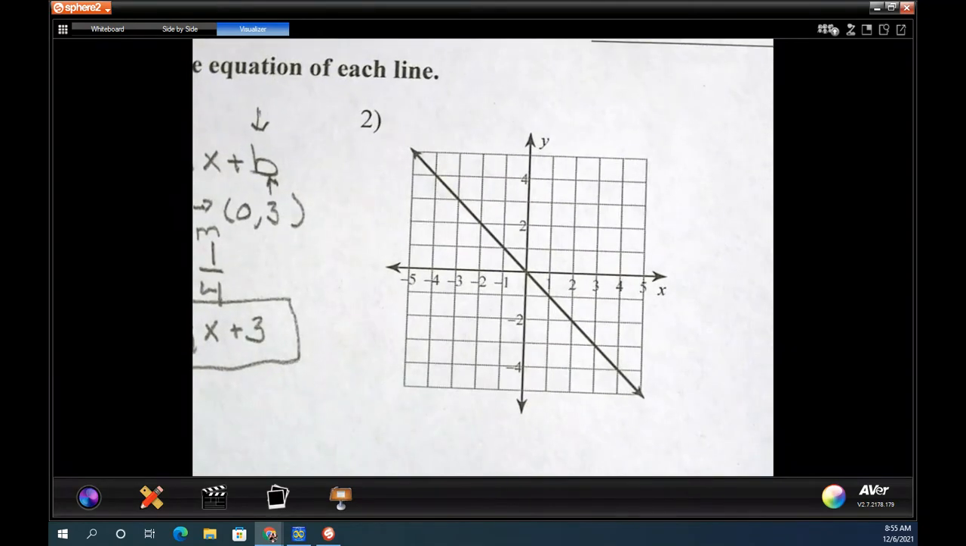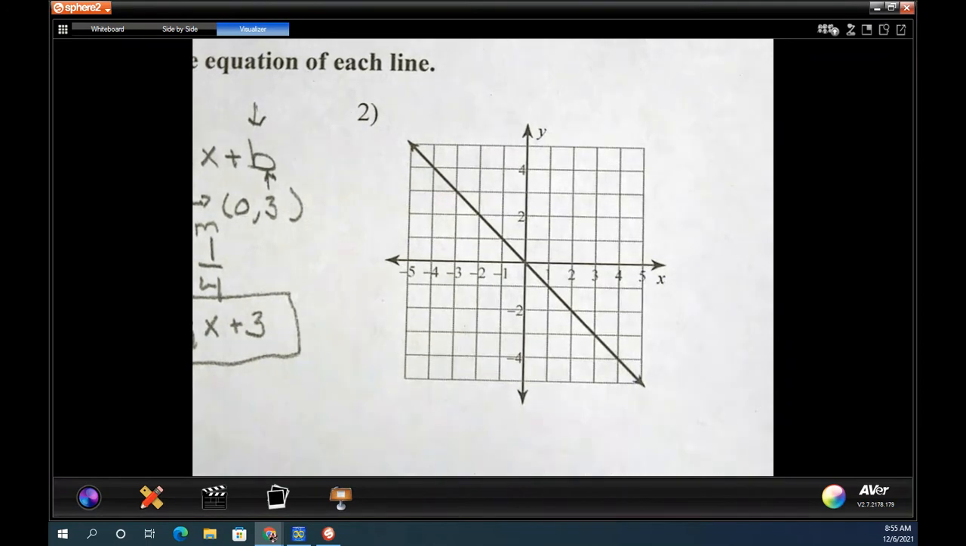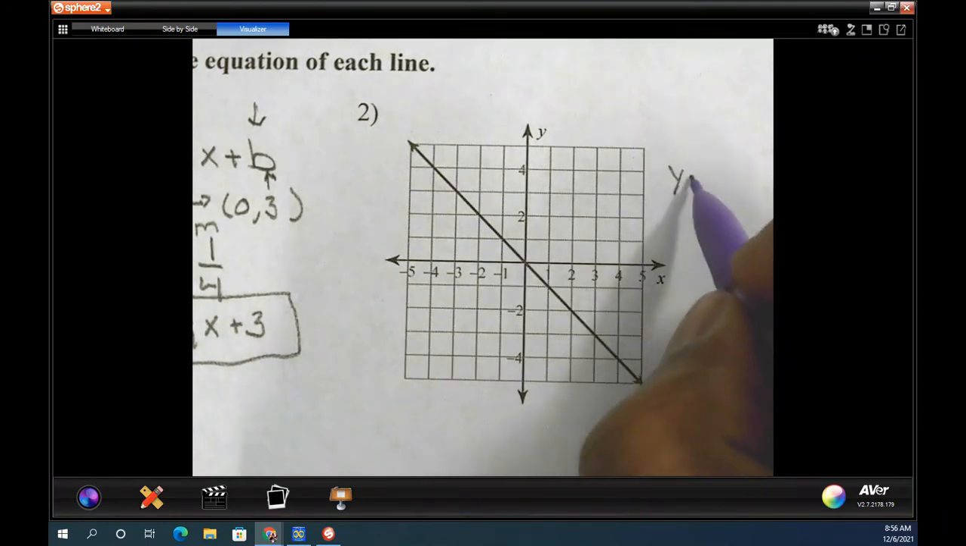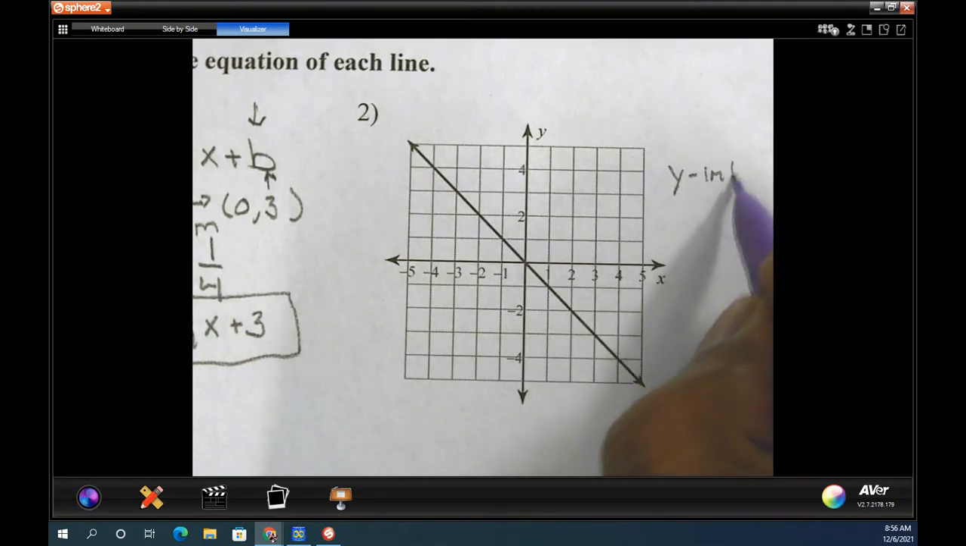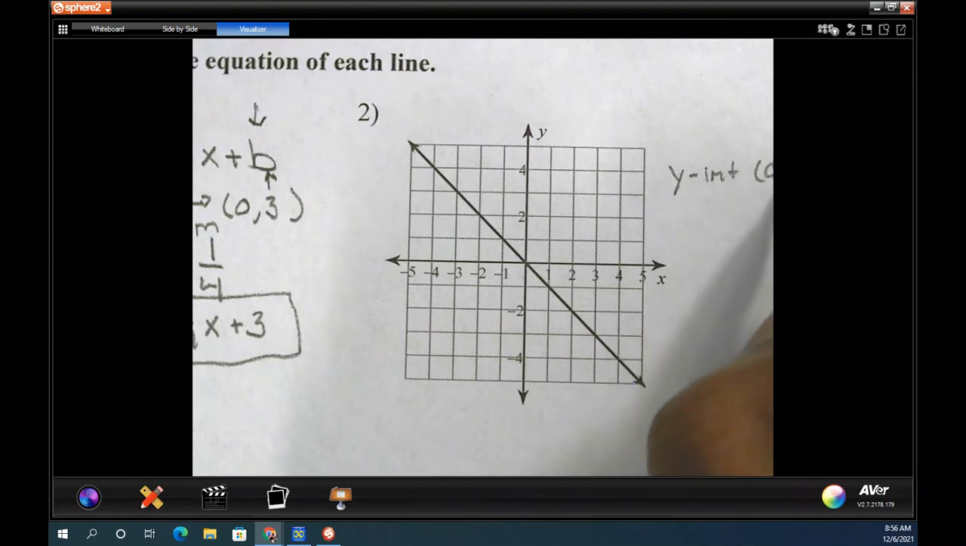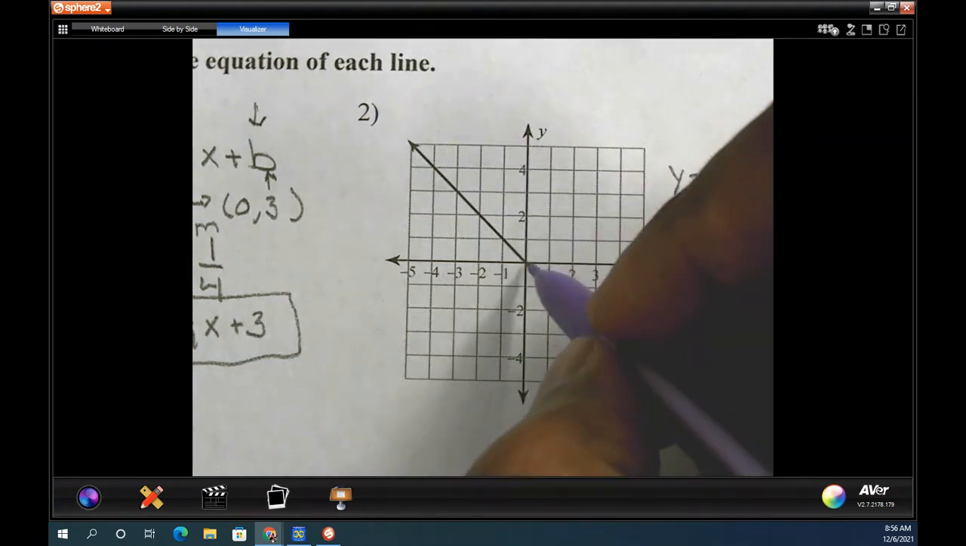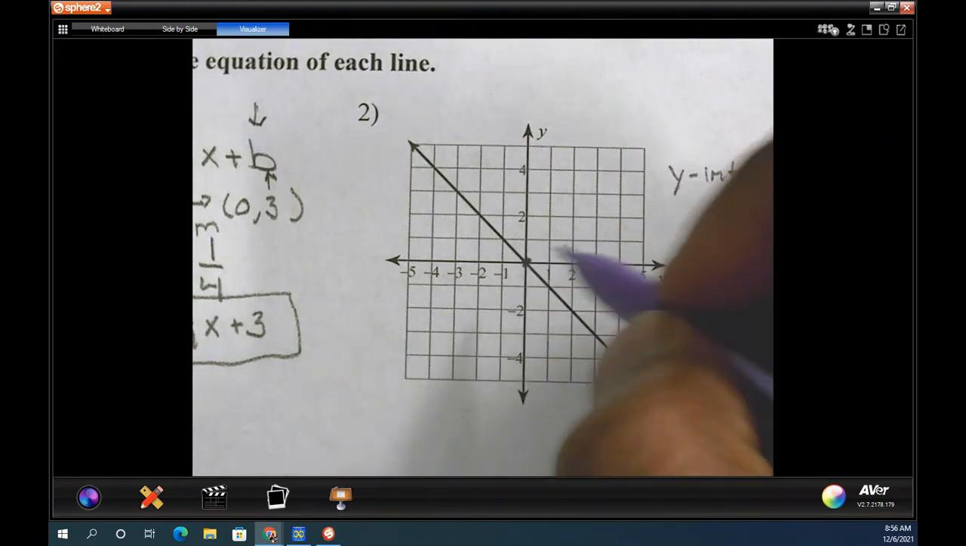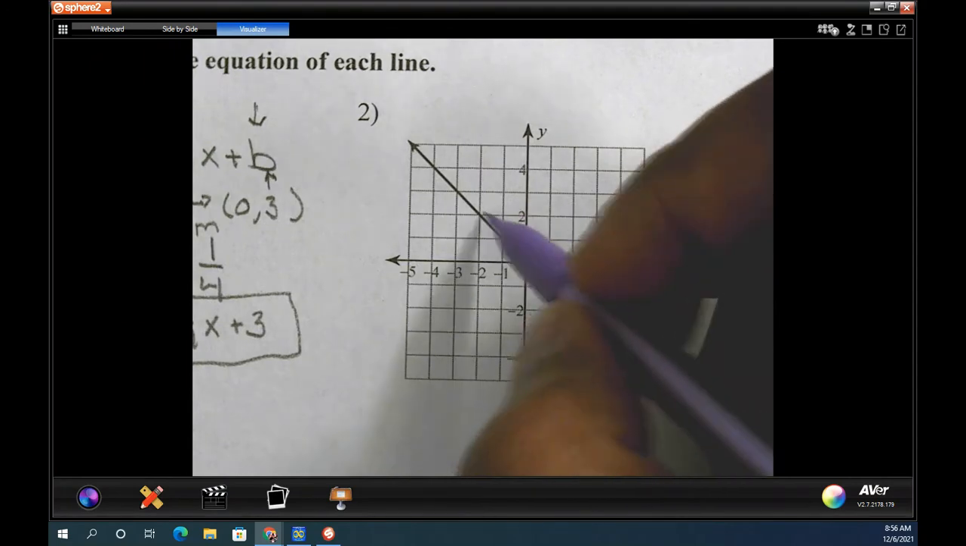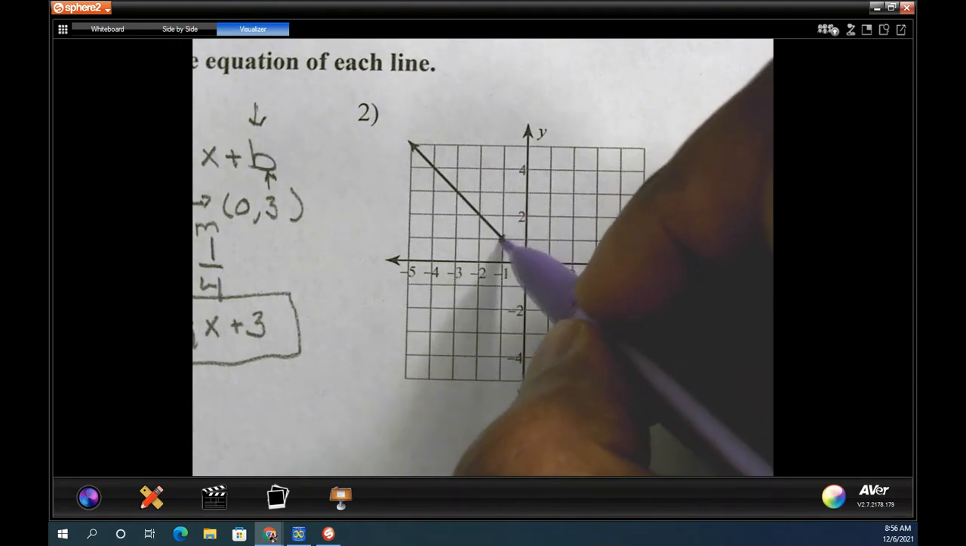Look at number 2. What is the y-intercept here? It's (0, 0). That's where it crosses the y-axis. So there's my b. Now all I need to do is find the slope. I always start with my y-intercept. And it goes exactly through this point right here.